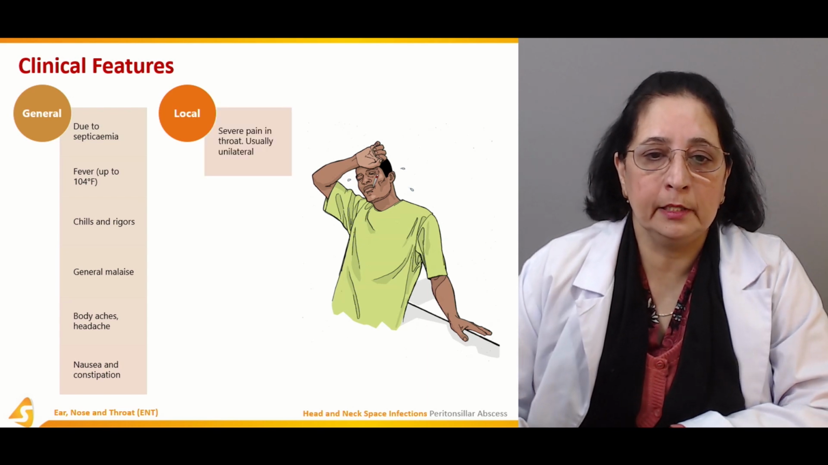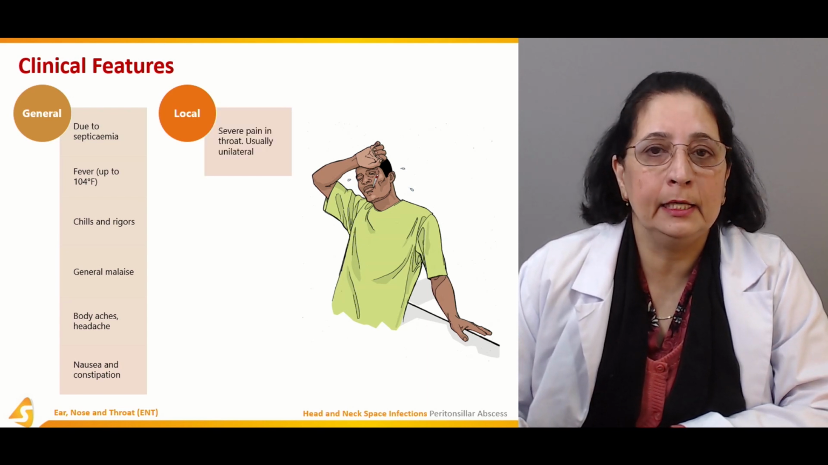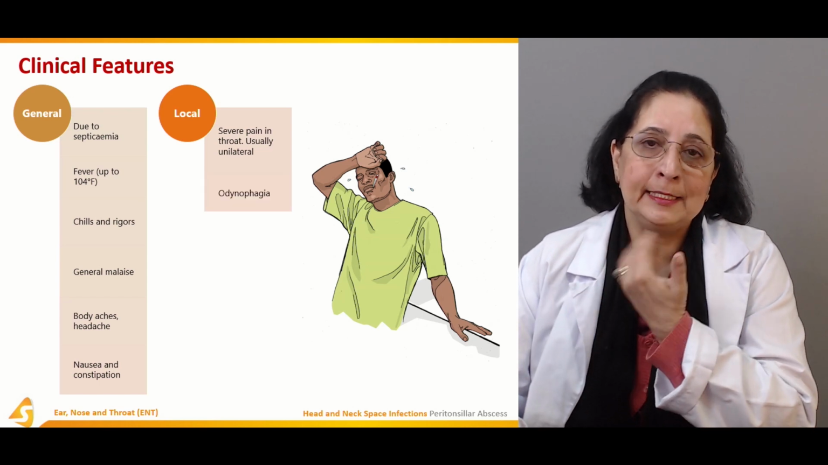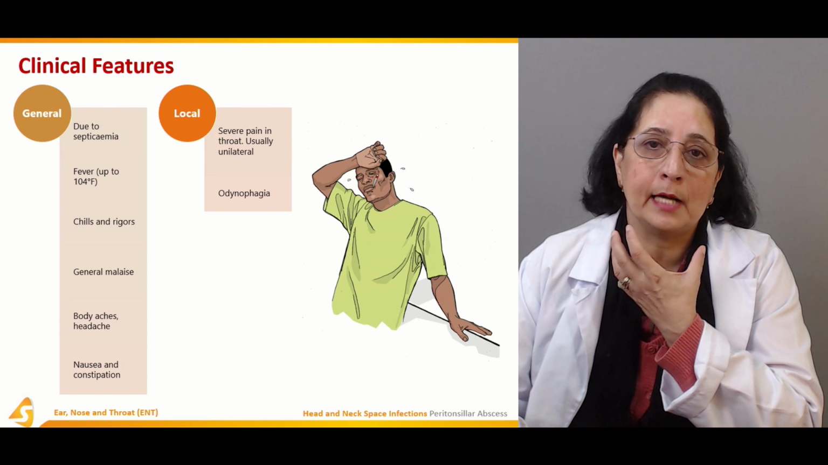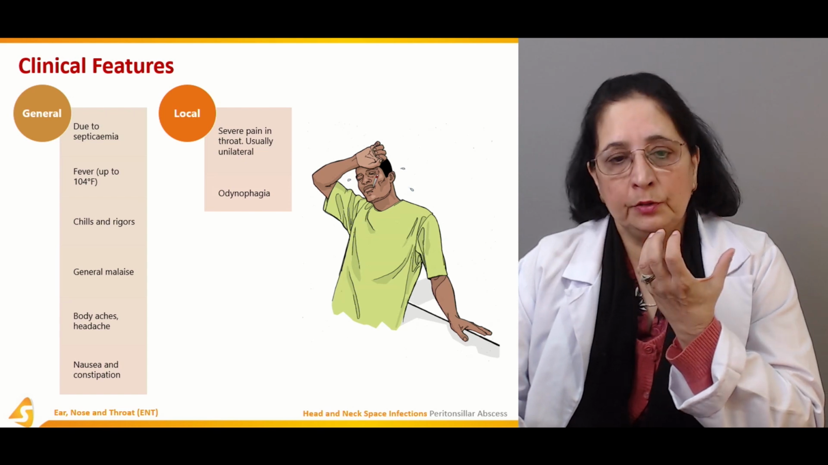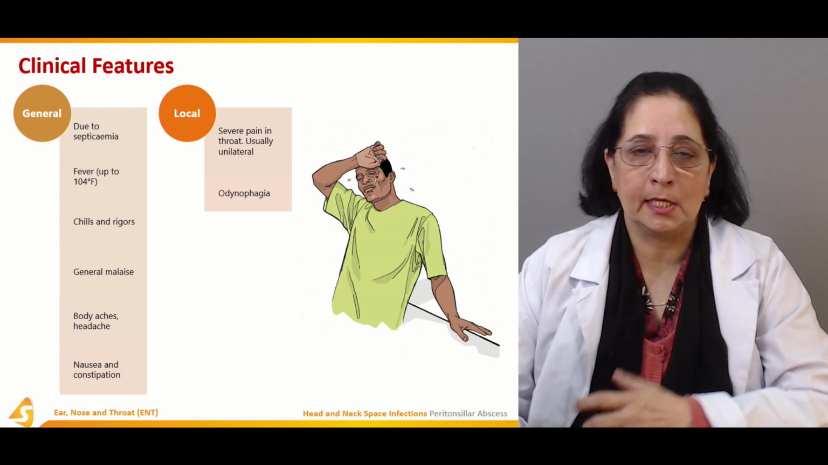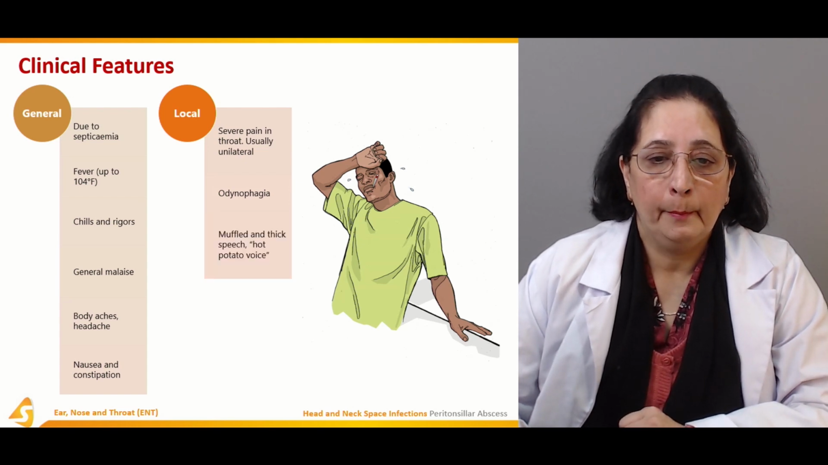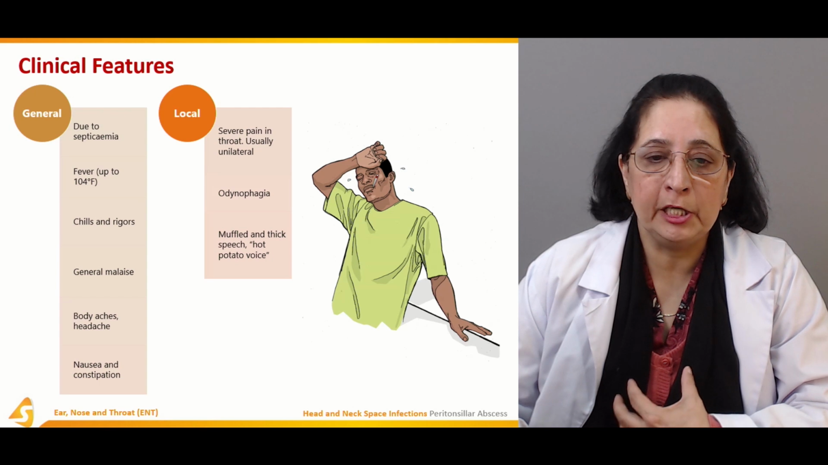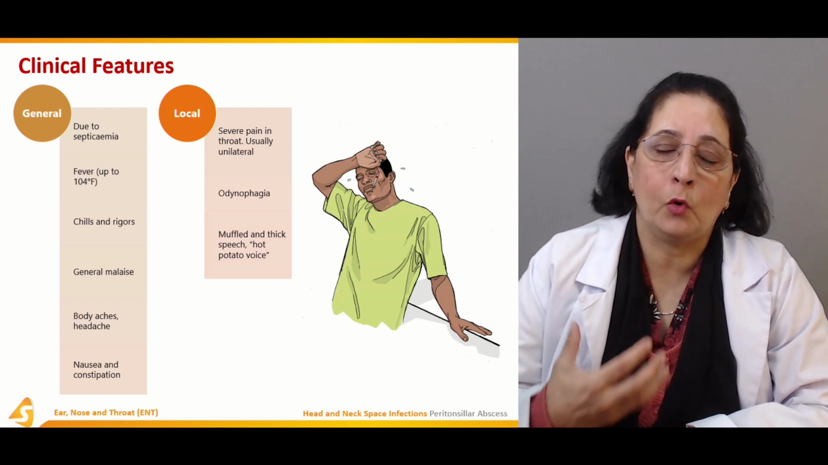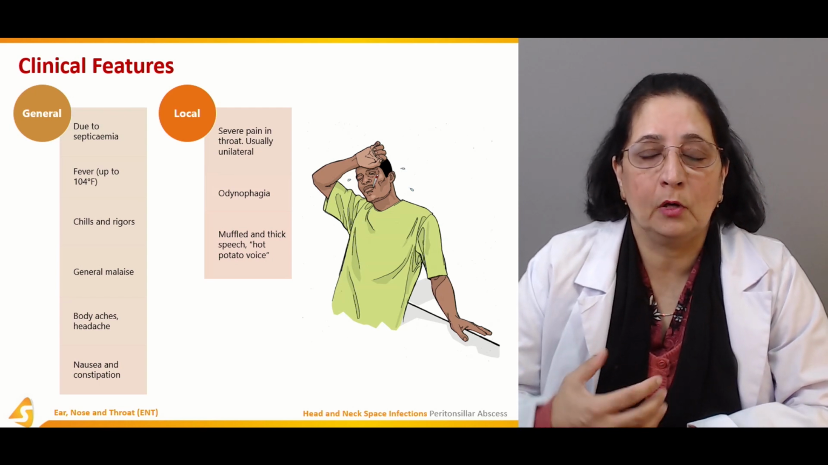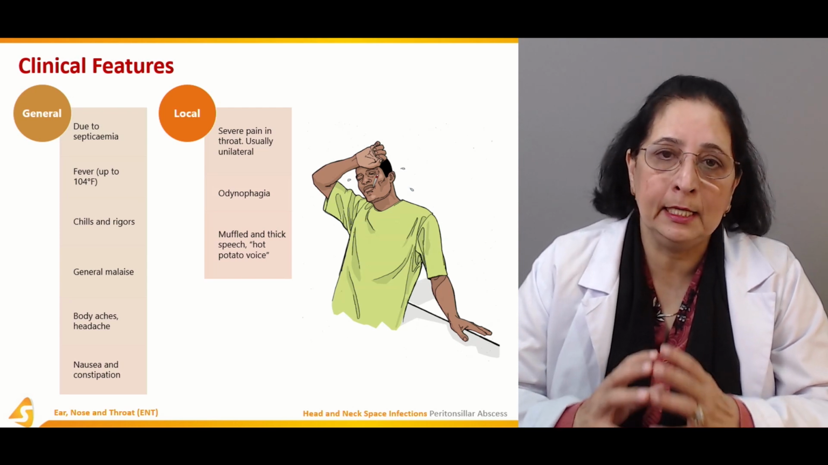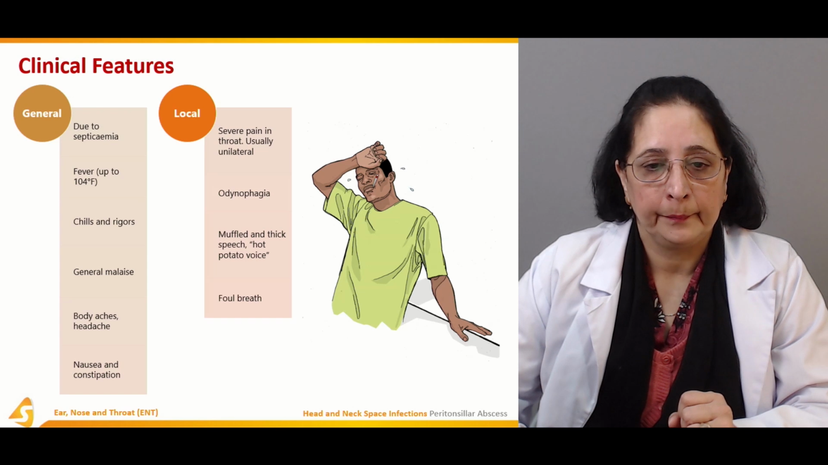Local features: there is severe pain in the throat, usually unilateral, depending on which side the peritonsillar abscess is present. It's usually not both sides. Odynophagia, muffled and thick speech, hot potato voice. Speech is also affected because there is laryngeal edema or swelling in the throat.